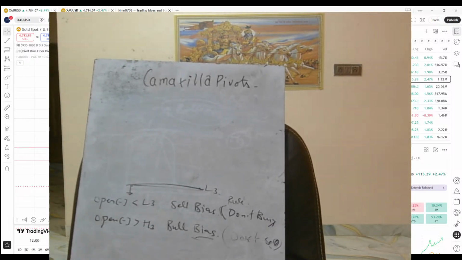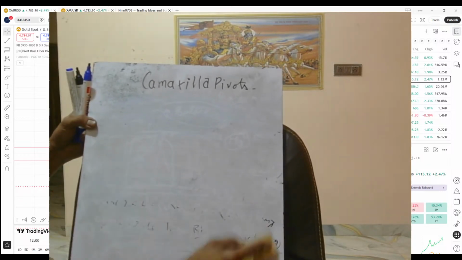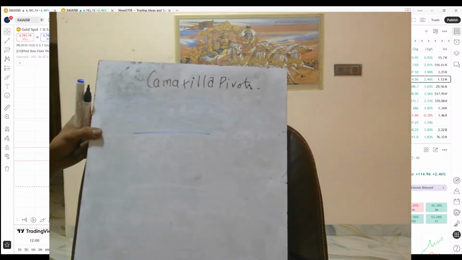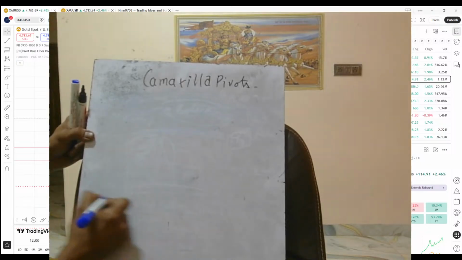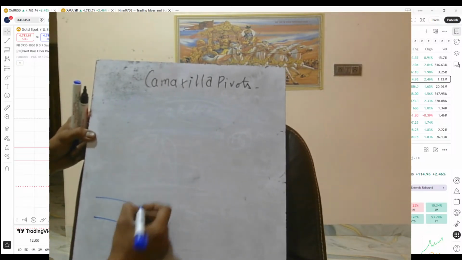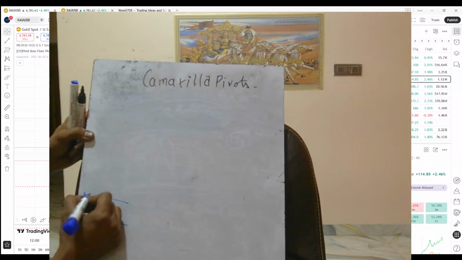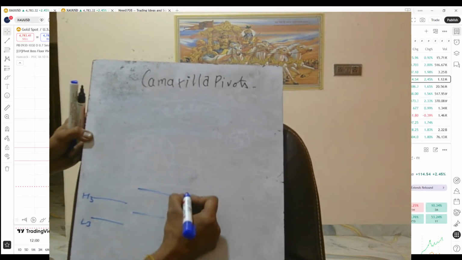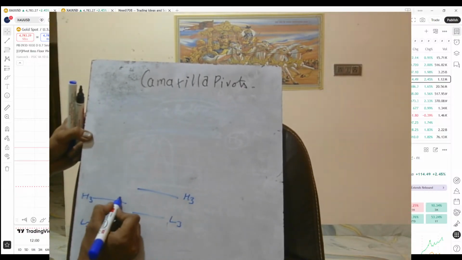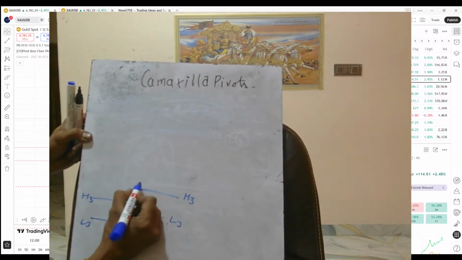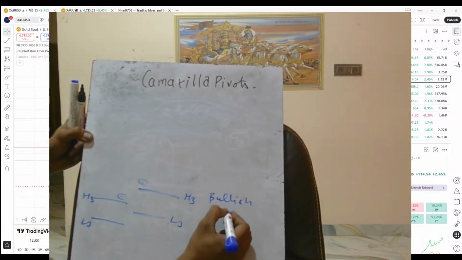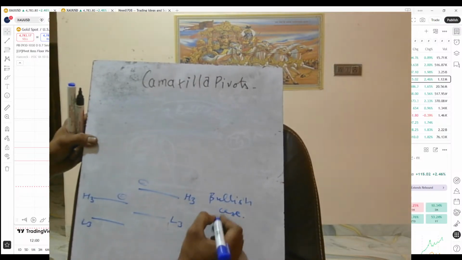And also, what you can do with the Camarilla pivots, what you can notice, if the previous day closing, like suppose कि ये previous day के Camarilla थे, this is L3, this is H3, ये अगले दिन के Camarilla हैं, कहीं भी बन सकते हैं, L3 H3. If the closing was above H3 and the opening is above H3, extremely bullish case, good bullish case.